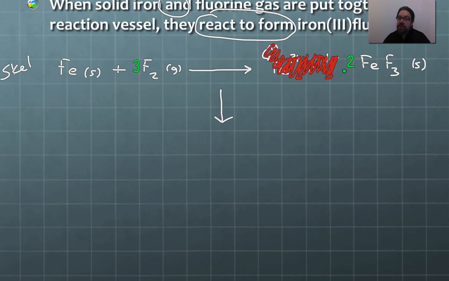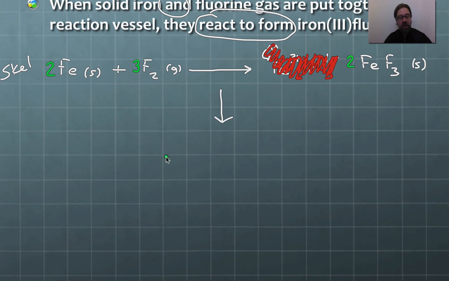Now, in putting this 2 here, I changed something. I changed the number of Fes. We went from 1 Fe to 2 Fes, which means now I've got to go back and reflect on this first element of Fe here. There's only one of them, but I need 2 of them, so I'm going to throw a 2 out in front there. So now it looks like we may be balanced. Let's make sure. 2 Fes on the left, 2 Fes on the right. 6 Fs on the left, 2 times 3 is 6 Fs on the right.